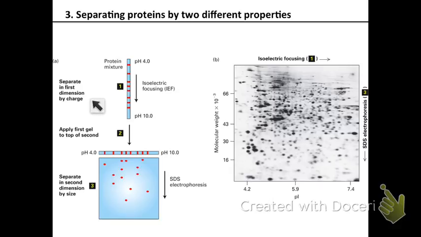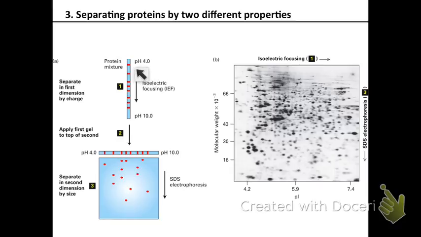So what you can do is you can first separate your protein mixture in one dimension based on some property, and in this case the property is based on its charge. So you use a pH gradient to separate all the proteins based on their different charges. And you do this on a gel. So this is kind of like a matrix which allows the proteins to separate at different locations, right? Very much similar to agarose gels, which separate DNA.